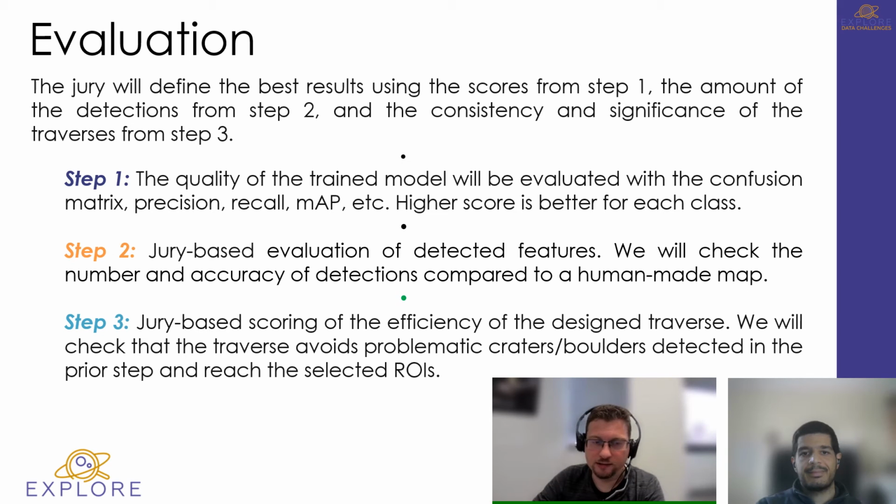Thanks, Giacomo. Indeed. So the evaluation has three steps. For the first step, we evaluate the quality of the trained model quantitatively. So we look at confusion matrix, precision, recall, mAP, etc. Higher scores are better for each class. The second step is a jury-based evaluation where we evaluate the detected features and will check the number and accuracy of the detections compared to a human-made map.